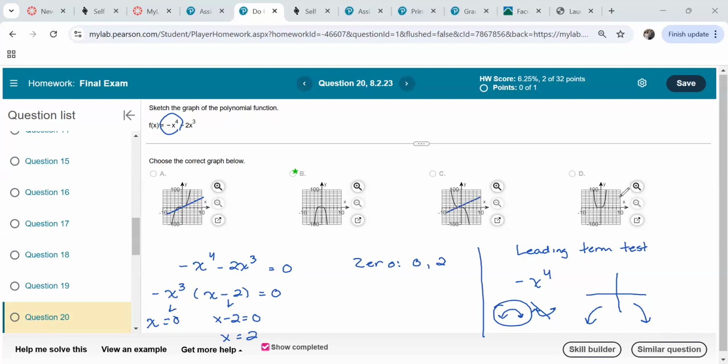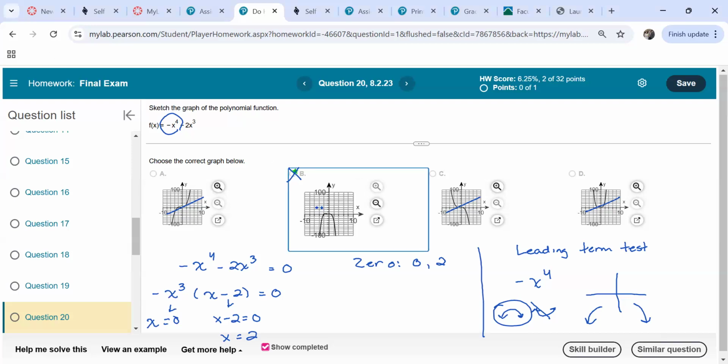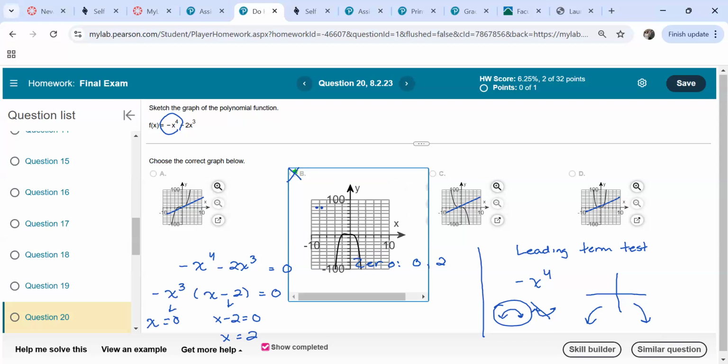So in this case, we can just eliminate based on end behavior and we see that this is the graph that would have to fit. So it has that same end behavior and you see that it looks like it crosses here at 0. Make that bigger. Like I said, and you see it crosses.